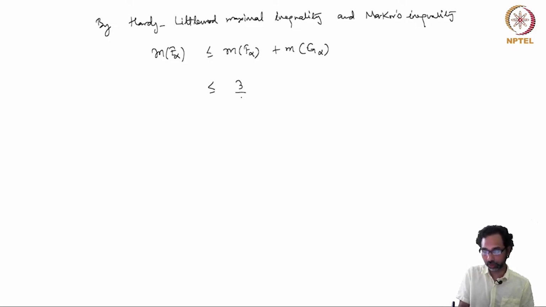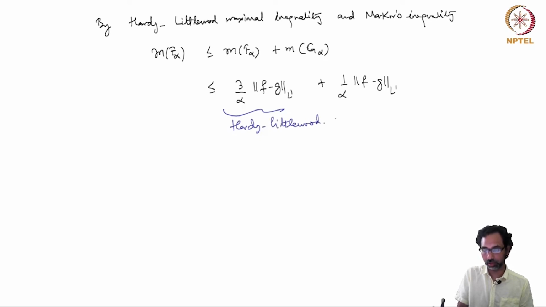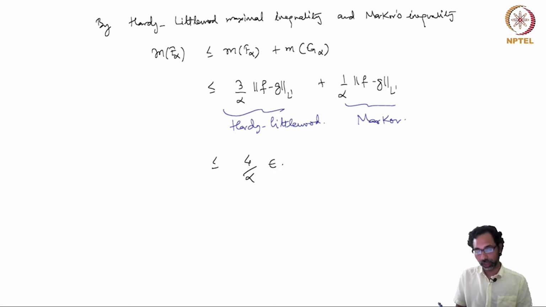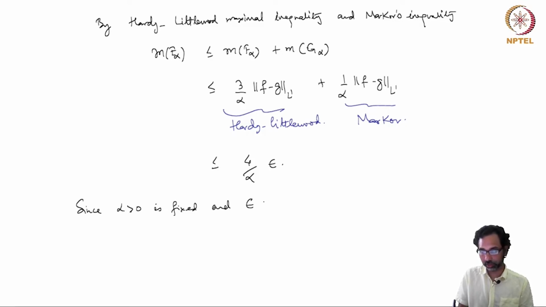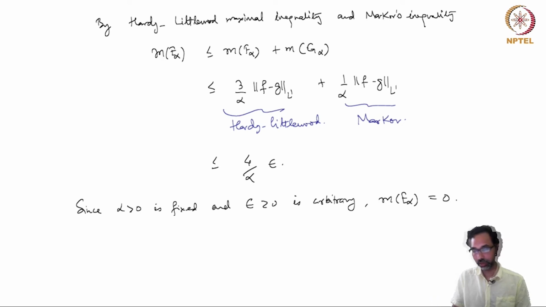is less than or equal to 3 over alpha times the L1 norm of f minus g, plus 1 over alpha times the L1 norm of f minus g. So this first term is by Hardy-Littlewood and the second term is by Markov. So then we get this is less than or equal to 4 over alpha times epsilon, and since alpha is fixed and epsilon is arbitrary, we get that the measure of E alpha equals 0, and this shows the statement for Lebesgue's differentiation theorem.